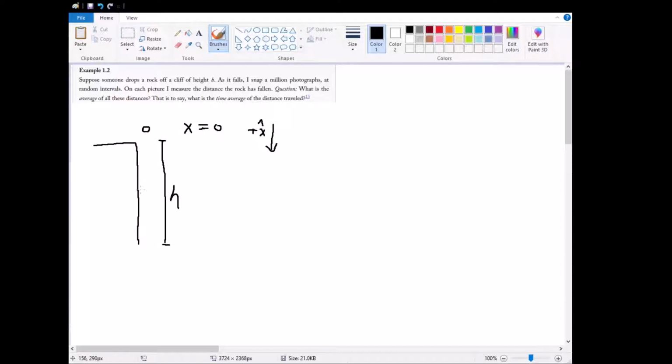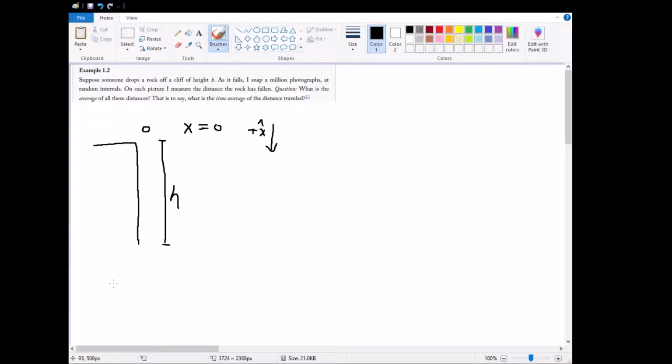So let's think. Is this a discrete probability distribution or a continuous probability distribution? And hopefully the answer to that is obvious. This is a continuous probability distribution. I cannot define exactly the location of the rock at any given time because there's no limit to how far I want to take my accuracy. I can go down to meters, millimeters, centimeters, nanometers, etc.